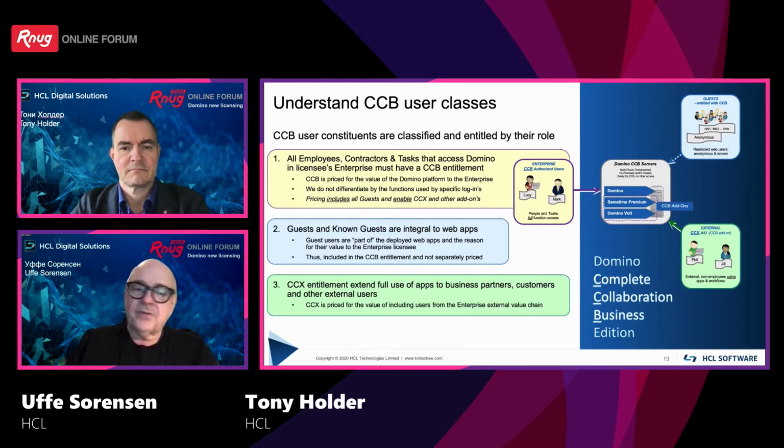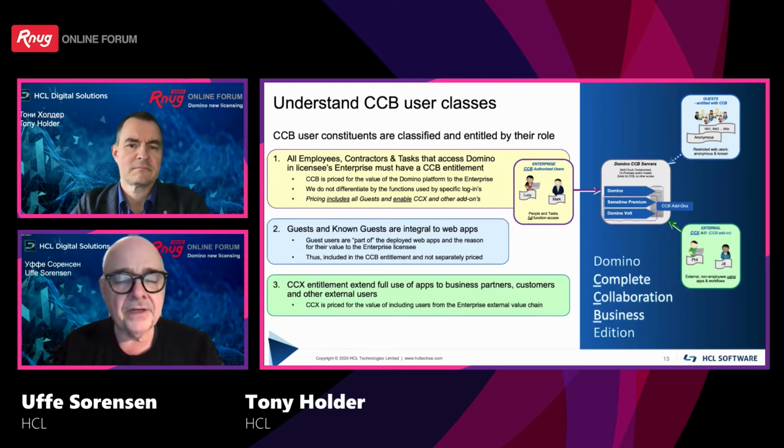So let's take the guests first. Again, as I said earlier, guests and known guests are integral to the web applications. The value of that application is exactly that it has external users. Otherwise, the application wouldn't have any value. So we're not going to license that separately, and we don't even want to get into a fight trying to count internet users or something. Not going to happen. So we simply include it with the CCP license. And they are part of the web applications and the reason for that web application's value to the enterprise.